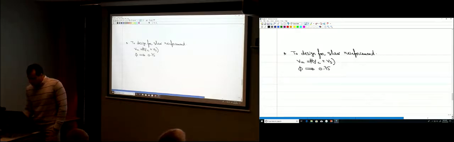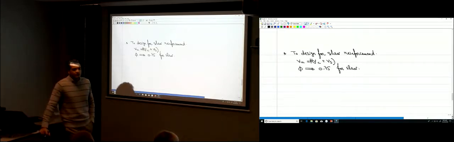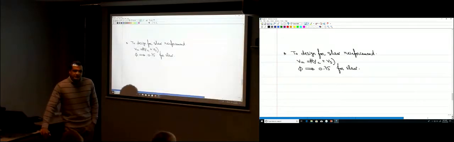It's always 0.75 for shear. What about that equation that we used to have? That's phi for bending, okay? Now phi for the shear is just 0.75. It doesn't change. It has nothing to do with the strain, the tensile strain, just 0.75, okay?